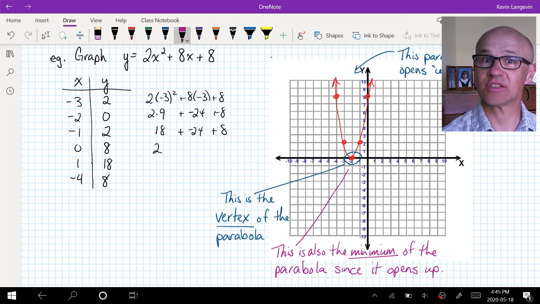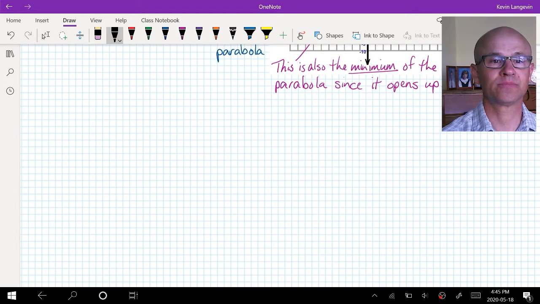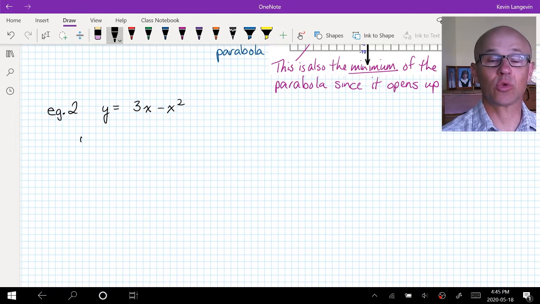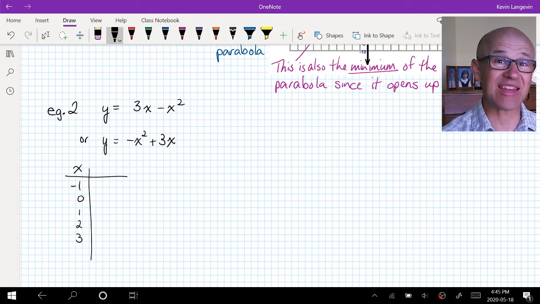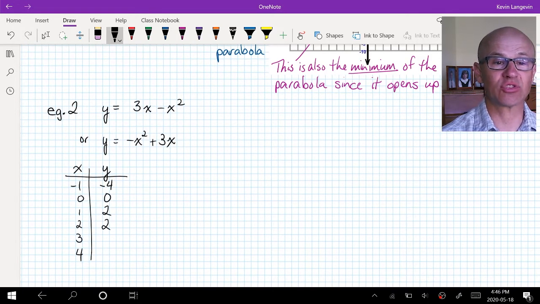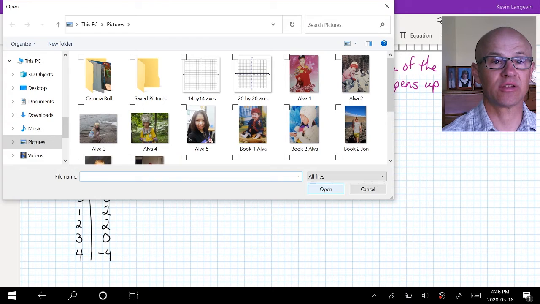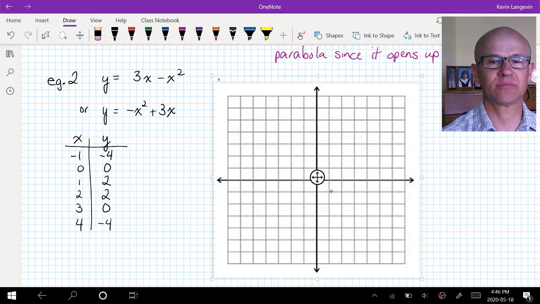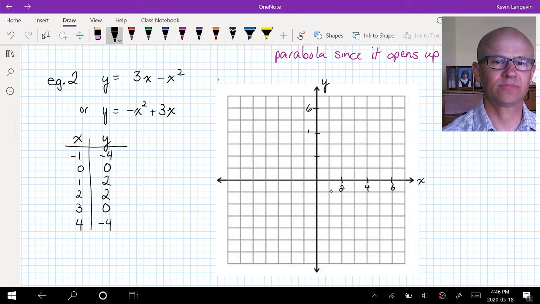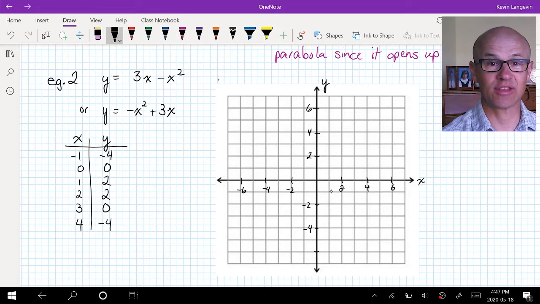All right, let's look at another example. Let's do 3x take away x squared, which could be rearranged to be a -1x squared plus 3x. So you can see right away with that -1, this one's going to open down. I've chosen some x values. I'm starting to plug in. I'm getting some y values. I'm going to insert my graph, label it as always. Don't you wish you could label graphs that quickly? And I'm going to plot my dots.